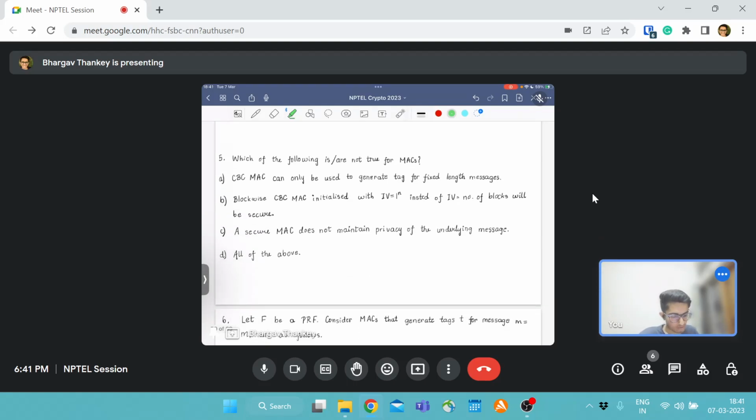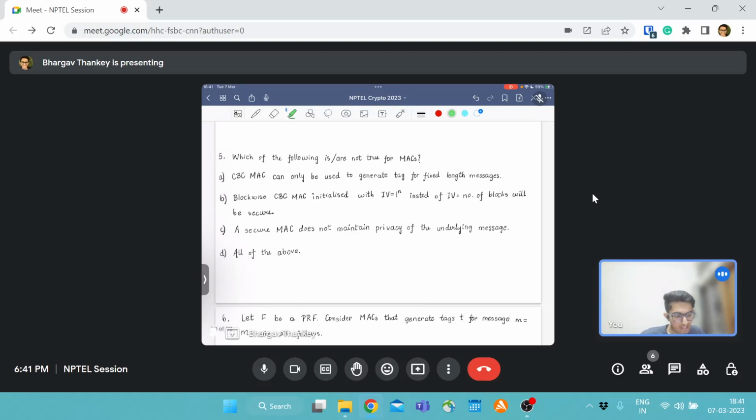Okay, so the next problem is as follows. Which of the following is or are not true for MACs? A: CBC MAC can only be used to generate tags for fixed length messages. B: Blockwise CBC MAC initialized with the initialization vector 1^n, instead of the IV being the number of blocks, will be secure. C: A secure MAC does not maintain privacy of the underlying message. D: All of the above are true. So which of these are true?